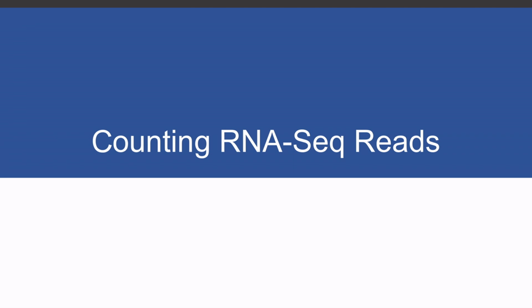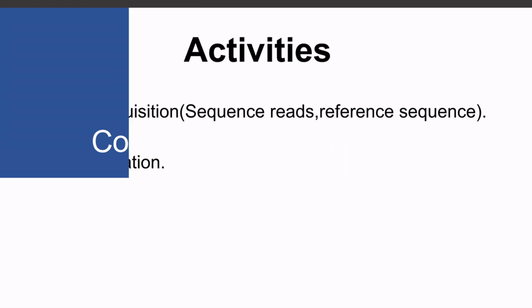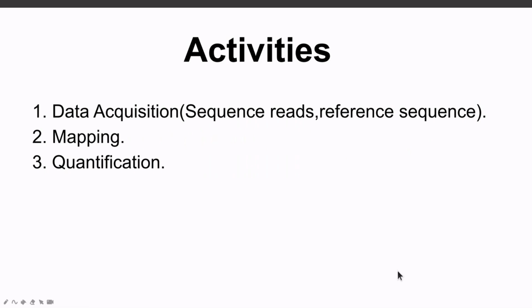In this tutorial, I am going to show you how you can quantify RNA Seq reads using the tool FeatureCounts. So what we are going to do is to perform these three activities. We are first going to get our data. So we will download the sequence reads, and we're also going to download our reference sequence. And after that, we will map the reads to the reference sequence, and we will quantify the mapped reads.